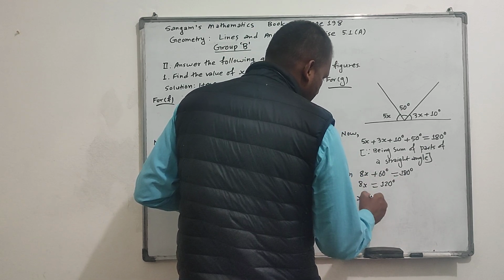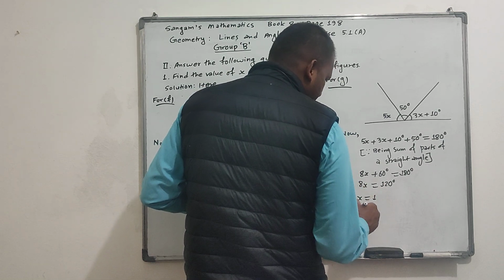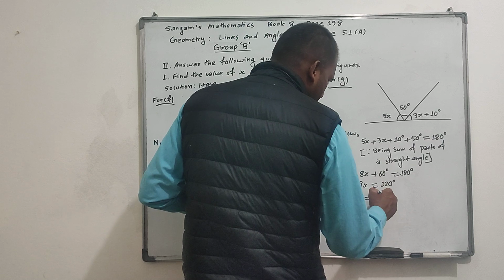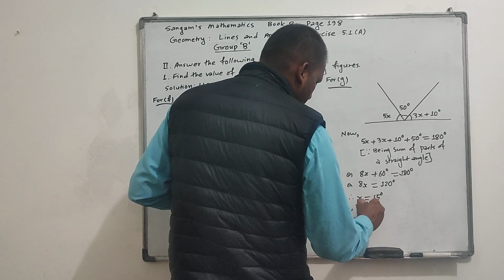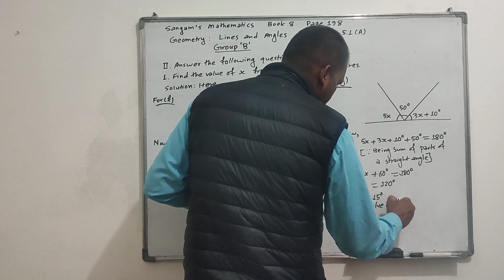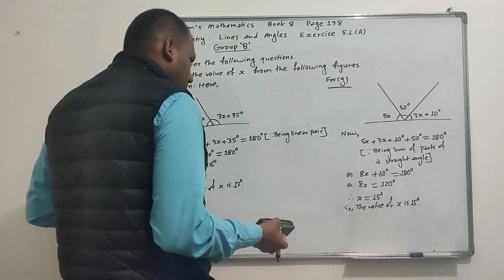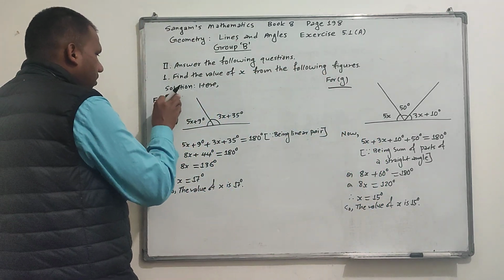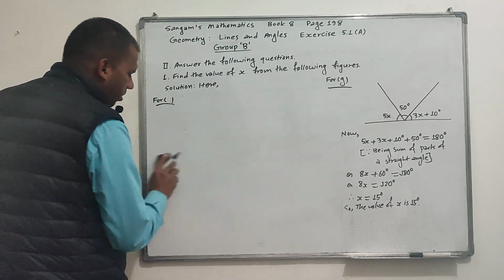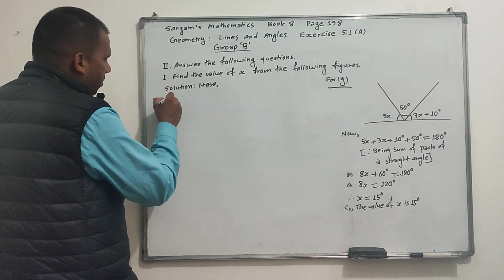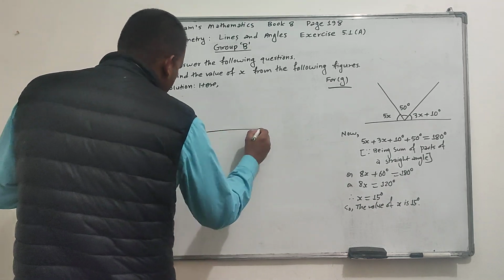Therefore, x equal to 120 divided by 8, that is 8 1 the 8, remaining 4, 4 0 40, 8 5 the 40. So x equal to 15 degree. So the value of x is 15 degree. Now next question, where on the straight line there are three angles.